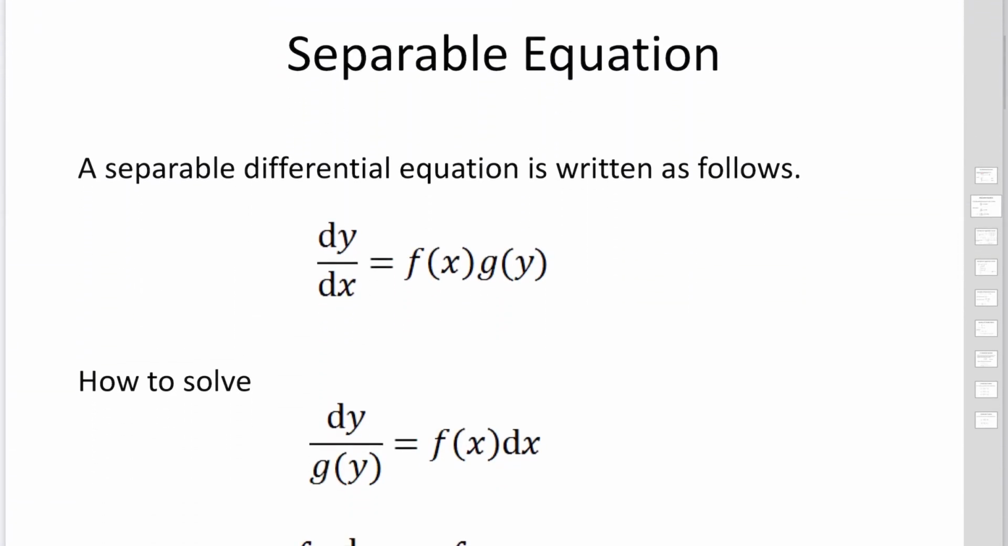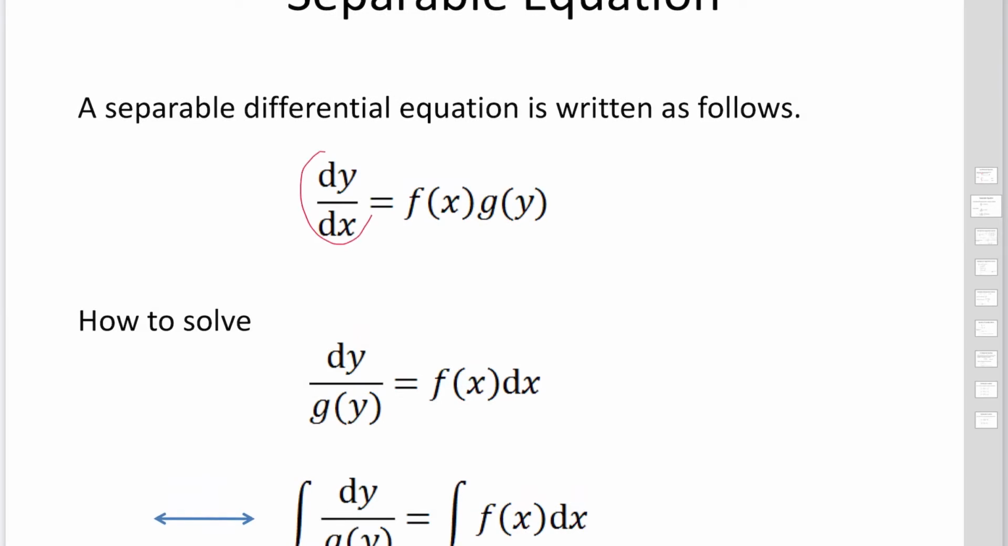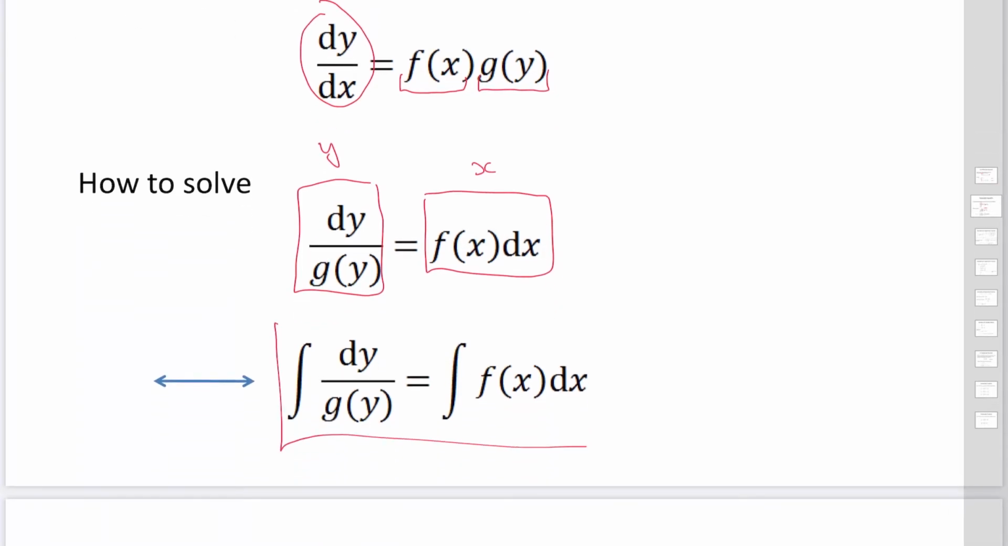The first simple case is the separable equation. A separable differential equation is written as follows. The derivative of y with respect to x is expressed as the product of two functions, a function of x alone and a function of y alone. To solve this equation, you just collect only the y terms on the left hand side, and the terms related to x on the right hand side. So divide by g(y) and multiply by dx in the equation, and then integrate both sides. Then we can solve the differential equation. This is a useful method to solve separable differential equations.